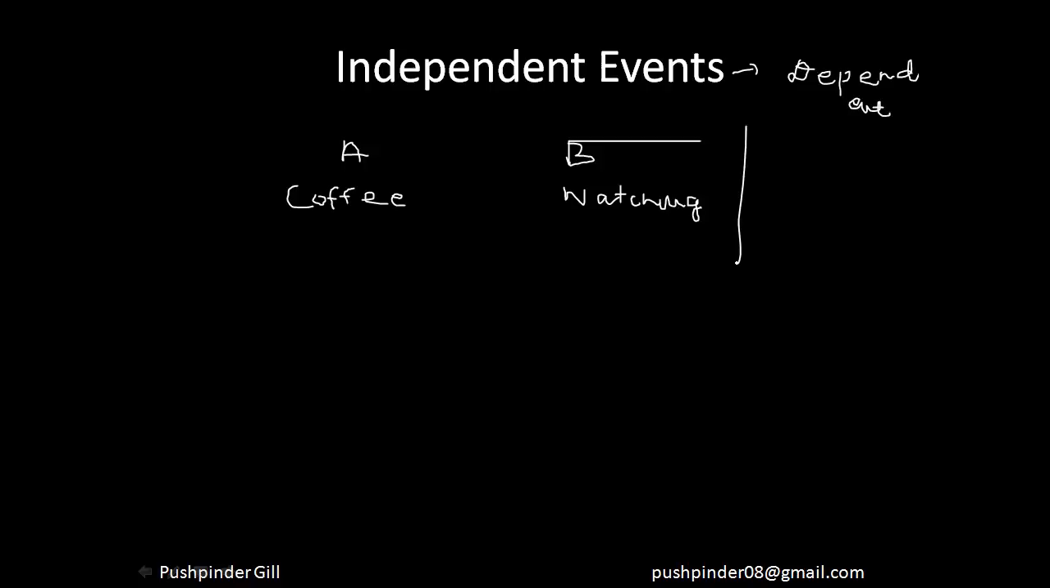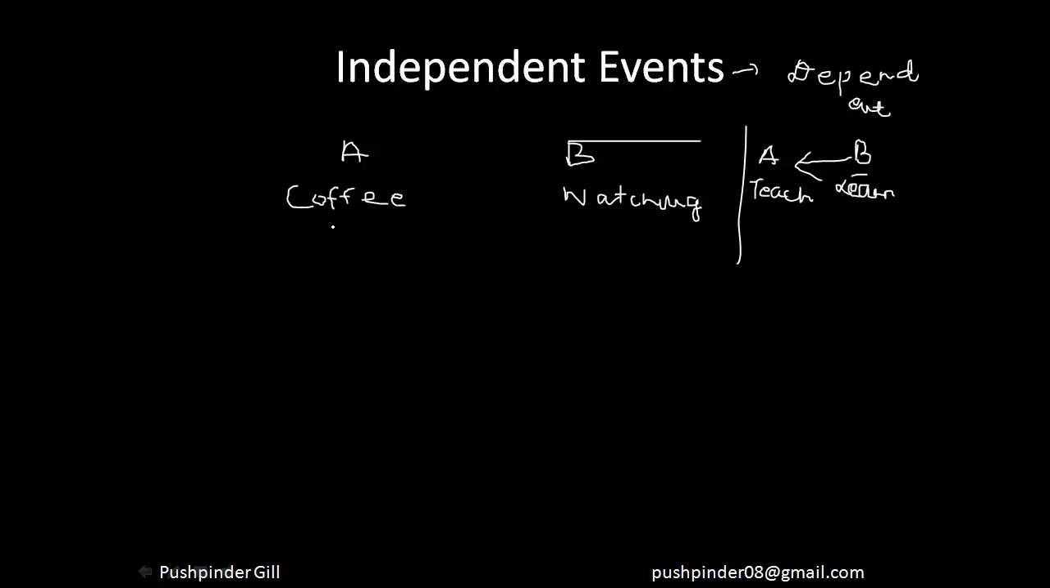Dependent events are those which depend upon each other. Let's suppose there is event A and event B. Event A is me teaching you the concept and event B is your learning, right? So I can say that event B is dependent on event A. Why? Because without my teaching, you will not be able to learn the concept. So event B is dependent upon event A. I'm just taking a hypothetical example here. I hope you understood what independent events and dependent events are.